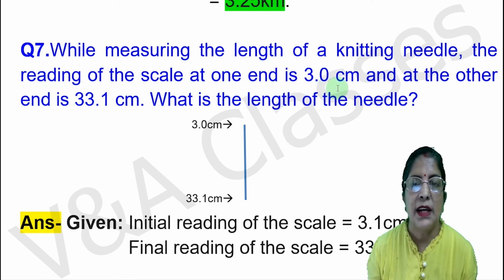Next question, while measuring the length of a knitting needle, the reading of the scale at one end is 3.0 centimeter and the other end is 33.1 centimeter. What is the length of the needle? कह रहा है कि एक knitting needle का जब length measure कर रहे थे तो उसके एक end पर 3.0 सेंटीमीटर हो रहा था और दूसरे end पर 33.1 सेंटीमीटर हो रहा था। तो knitting needle का length क्या है?